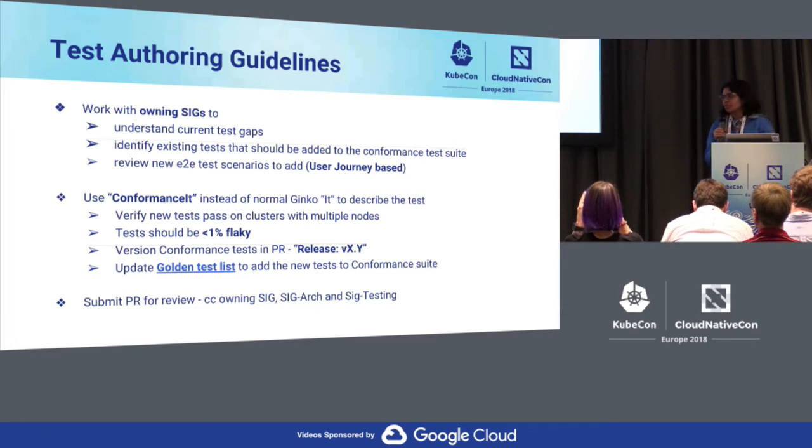And review the end-to-end test scenarios to add, and we should be doing the tests by user journey. And using conformance It instead of the Ginkgo It label to describe the tests. Adding a very less flaky or non-flaky test to the suite is ideal. And verifying that they pass on multi-node clusters as well as single-node clusters, especially for networking.